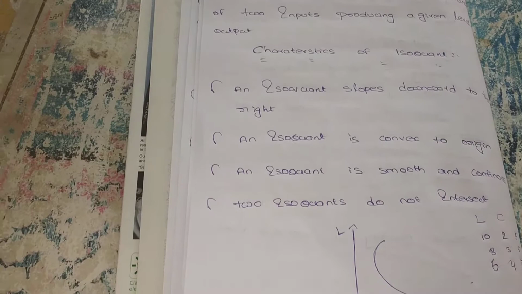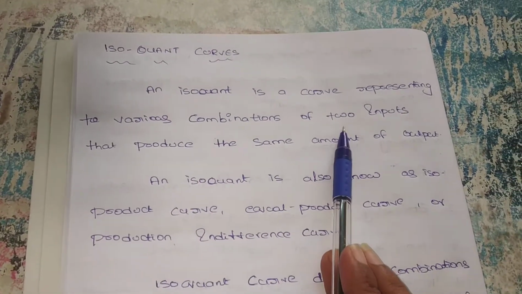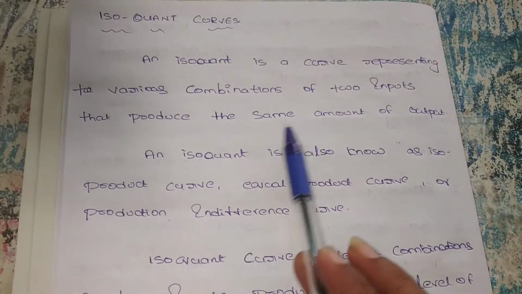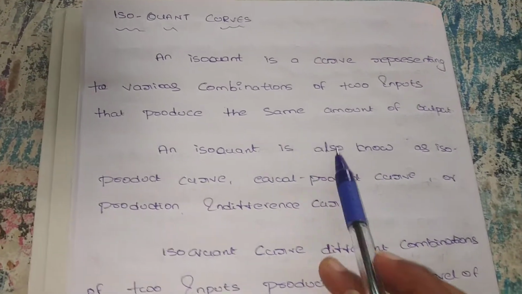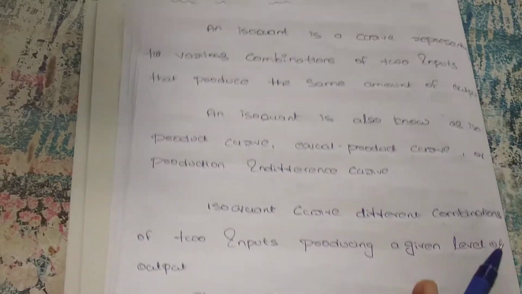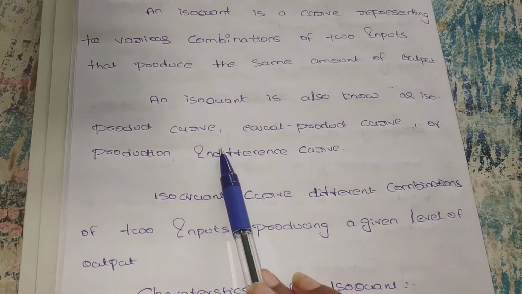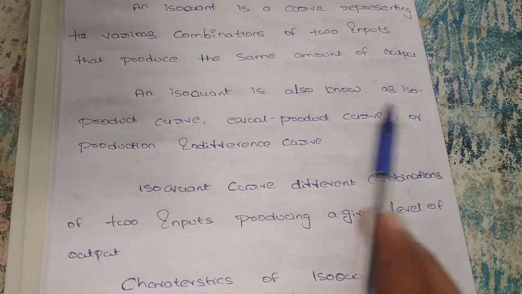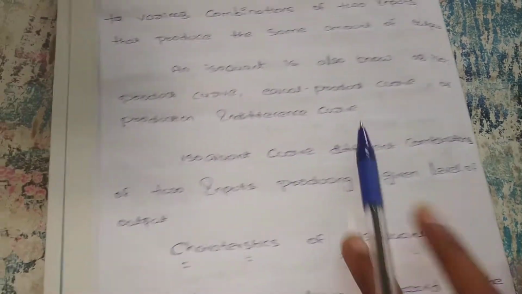In this we are taking two variable inputs. An isoquant is a curve representing the various combinations of two inputs, that is labor and capital. They produce the same amount of output. If there is an increase in one input, there is a decrease in the other input, but ultimately you get the same amount of output at each and every point. An isoquant is also known as an isoproduct curve, equal product curve, or product indifference curve. They are different names.